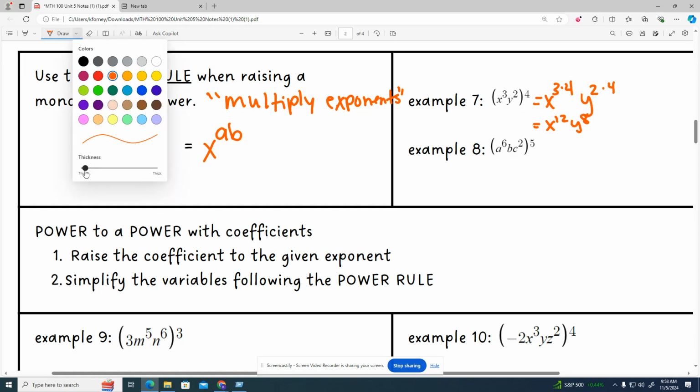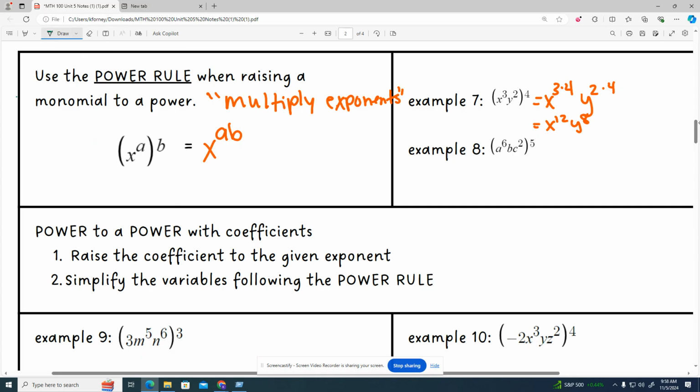Let me make this a little thinner. Alright, so for example 8, the a to the 6th, you're going to multiply by 5, and 6 times 5 is 30. Now currently that b is to the first power, so 1 times 5 is 5, so that's b to the 5th. And then c, we would have 2 times 5, which is c to the 10th.